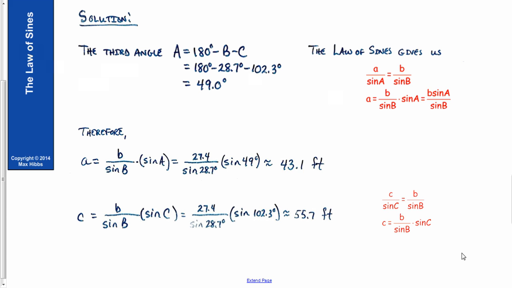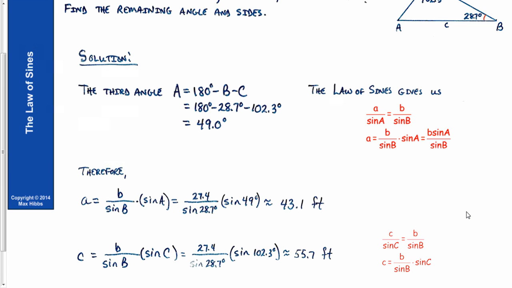So again, my point was that I'm looking for side C. And I know everything about the B's. I know side B and I know angle B. And I happen to know angle C too, don't I? Okay. We know angle C.